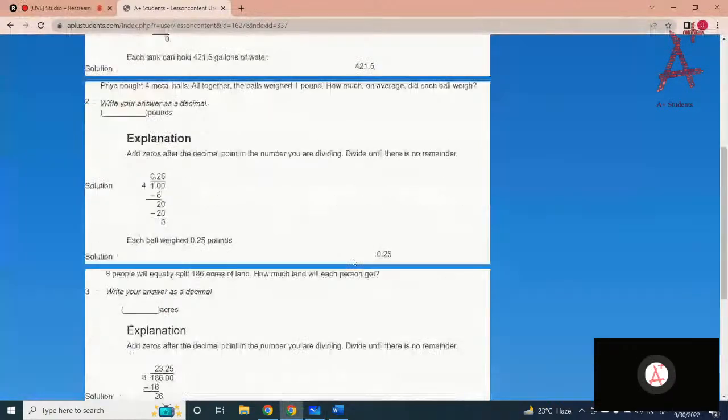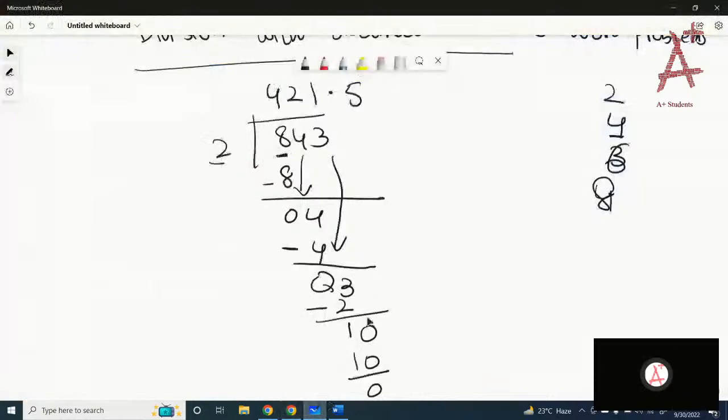Look at the next question. Let me just read. Priya bought four metal balls. Altogether, the balls weigh 1 pound. How much on average did each ball weigh? Okay, so the total weight of the four balls is 1 pound. So you have to find the weight of just one ball. So just divide 1 pound by 4. Got it? So let's just divide 1 by 4.